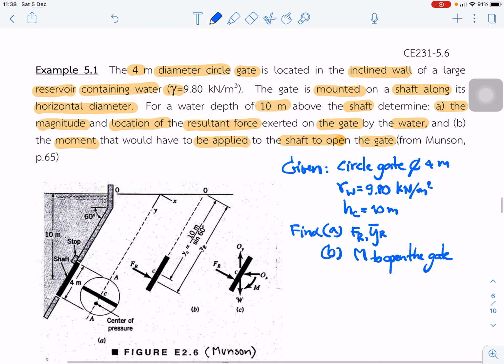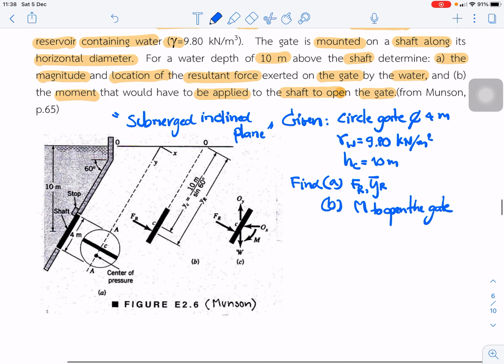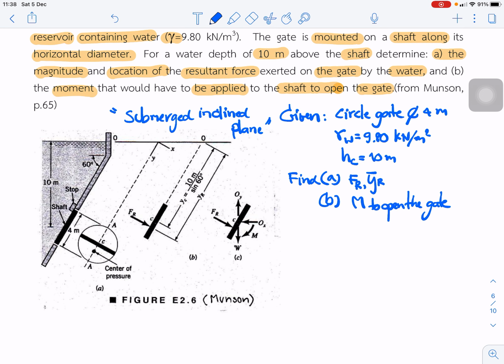So in this case we can classify it as a submerged inclined plane. Next we draw the figure diagram. We draw the x and y axes. This is the centroid, and this is the center of pressure, where the resultant force acts. And this shows the free body diagram of the gate, with FR, the reactions Ox and Oy, the weight of the gate, and the moment.